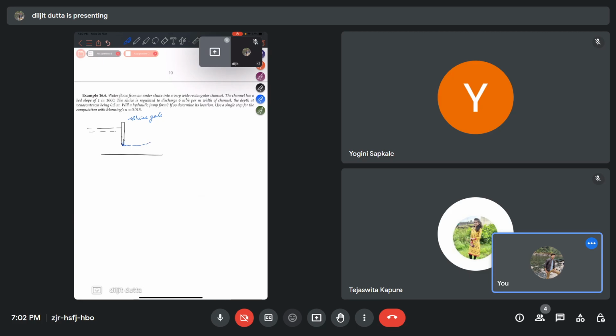Suppose it is asked if a hydraulic jump will be forming. Okay, we'll see. If water is flowing in this fashion, let us first assume that a hydraulic jump will be forming, and in the downstream a depth y2 is finally obtained here. This is the vena contracta region, and the water depth given here is 0.5 meter.